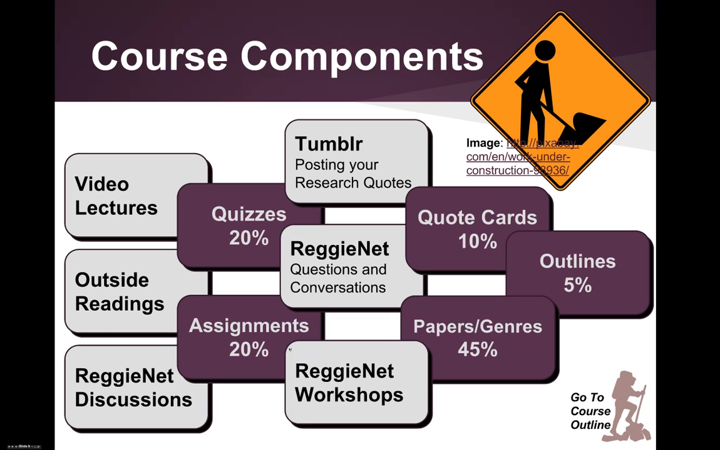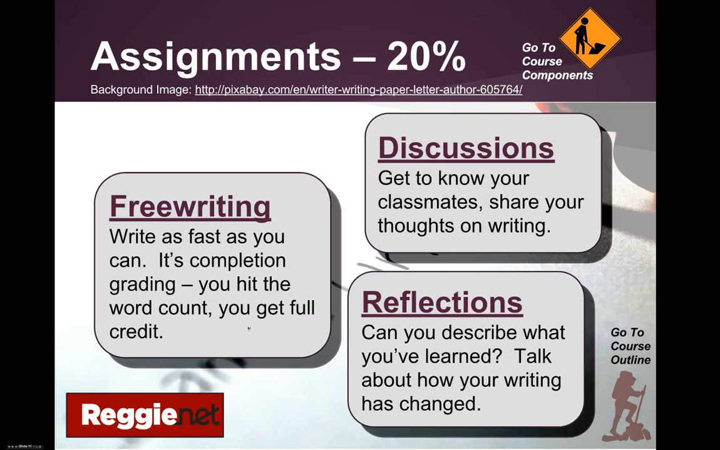In addition, we'll have some regular assignments. These are free writing assignments, which are essentially, you write as fast as you can, getting that practice time in with your writing. We will also have some discussions. In the discussions, you'll be communicating with your classmates, posting questions, getting a better idea of the course. And finally, we're going to have reflections from time to time. Basically, you'll be looking back at the work you've done, thinking about how your writing has changed, or how you see your writing changing as you move forward.